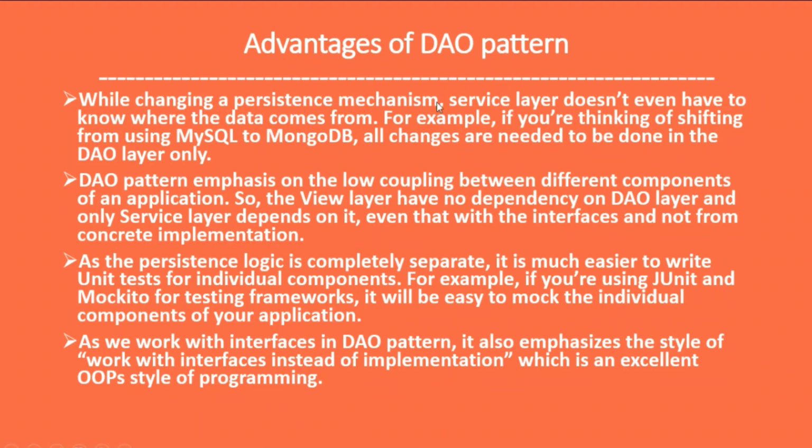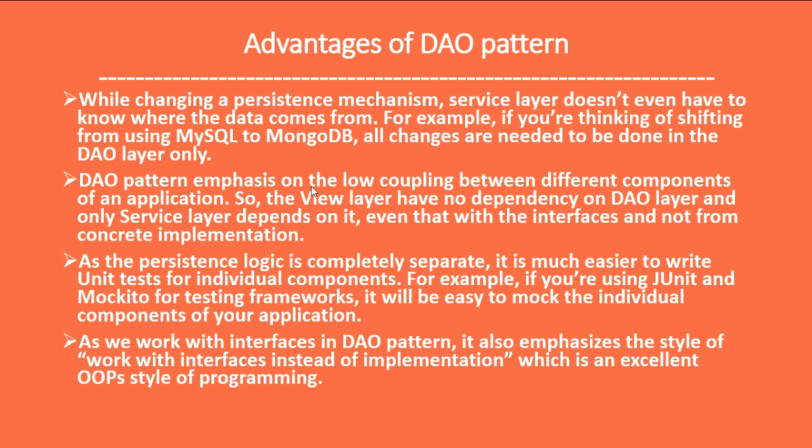While changing a persistence mechanism, the service layer doesn't even have to know where the data comes from. For example, if you are using a MySQL database and you want to shift from MySQL to MongoDB, Postgres or Oracle, all the changes need to be done in the DAO layer only, because we have separated out all the persistence logic in the DAO layer. So whenever you want to change the database or make any database related changes, you only need to change the DAO layer. You don't need to change the service layer or presentation layer. This is the important advantage of the DAO pattern.